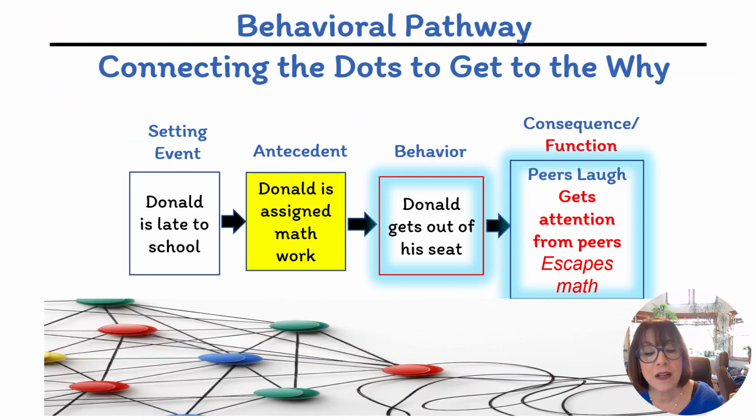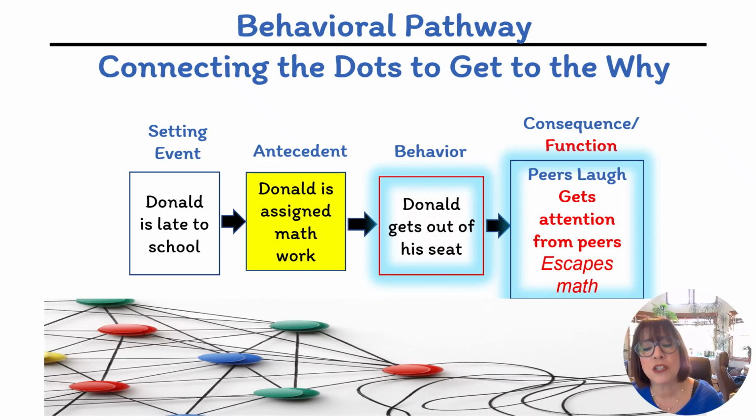We'll be looking at a lot of behavioral pathways this semester and analyzing them. So in addition to the A, B, C, there are setting events, and setting events impact the antecedent. In this example, the target behavior is that Donald gets out of his seat. This behavior is triggered by being assigned math work. This behavior is maintained by the consequence he gets. He gets attention from his peers.